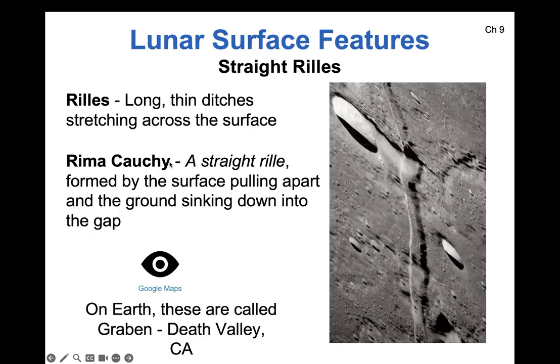The one shown here, the Rima Cauchy, is a straight rille formed by the surface pulling apart and the ground sinking down into the gap. We have similar geological features on Earth called grabens, such as Death Valley. On Earth, that's a pulling apart of the surface involved with plate tectonics, but on the moon it's involved with the early stages of the formation and the solidifying of the surface, the final stages of the moon's formation.